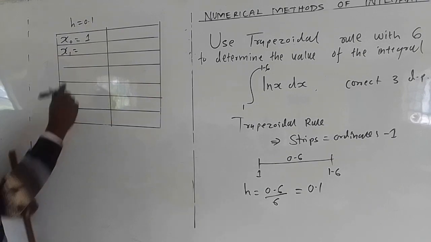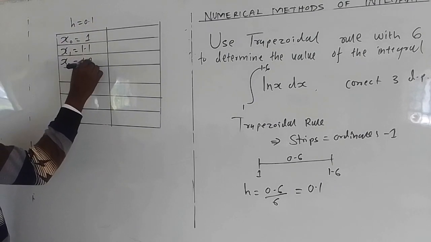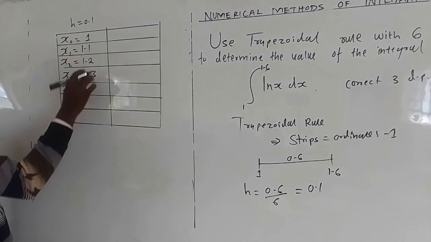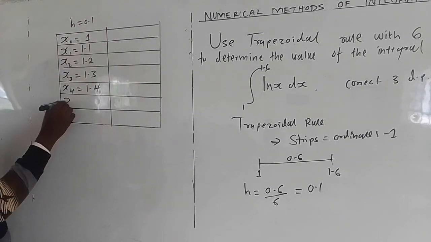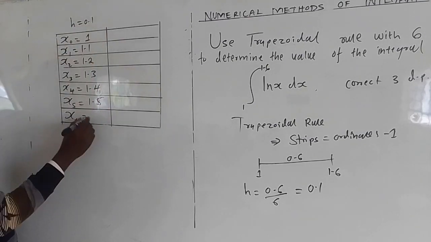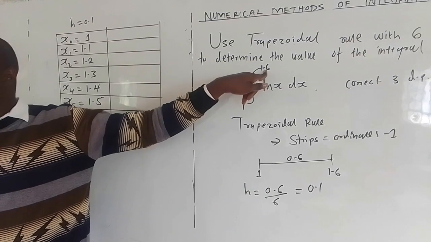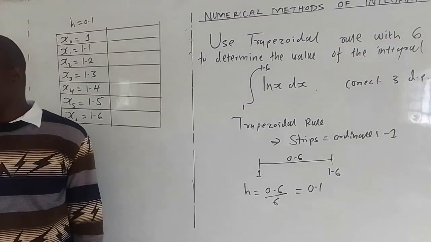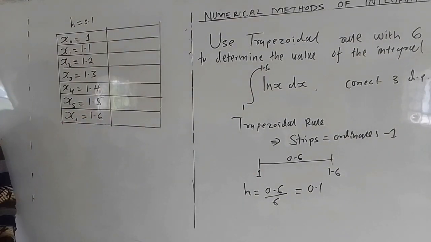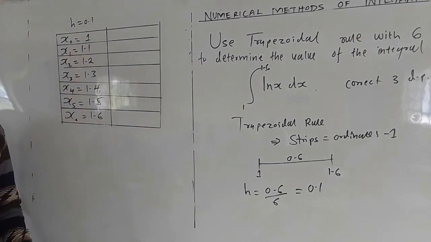So x0 plus h, what do you get to be x1? Yes. Then x2, 1.1 plus h. Then x3, 1.2 plus h. Then x4, 1.3 plus h, 1.4. Then x5, 1.4 plus h, 1.5. Then x6, 1.5 plus h, 1.6. So you see the last ordinate will give you the last value of x in the interval of the integral. Are we together? So we've reached 1.6, meaning x6 is the last ordinate. So the number of ordinates is the number of strips plus 1. 7 ordinates. So start.